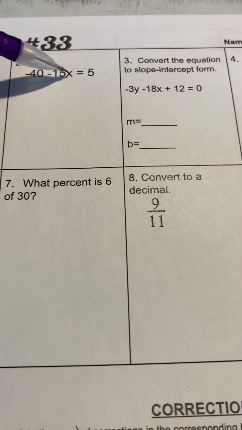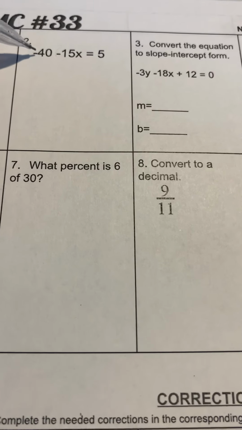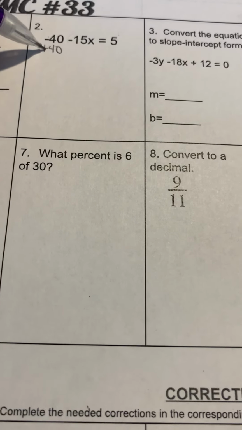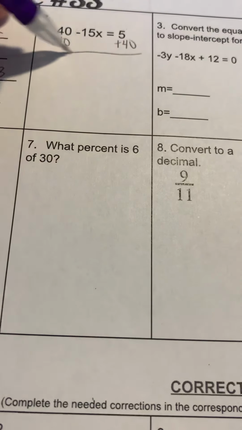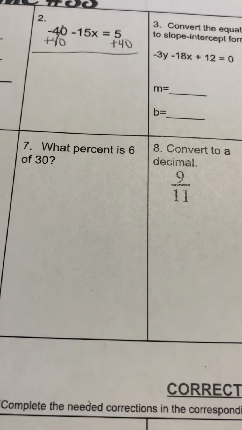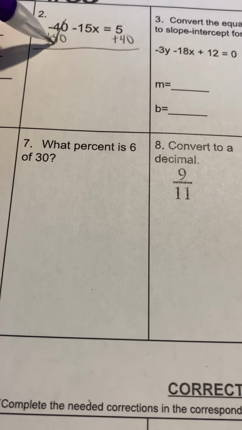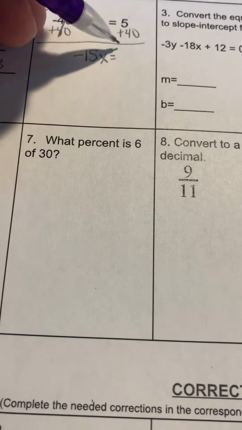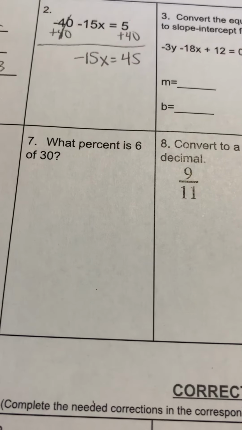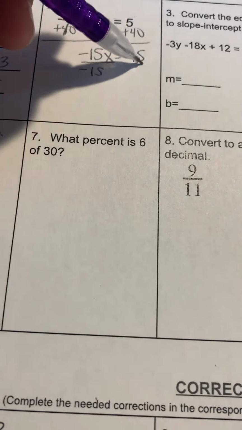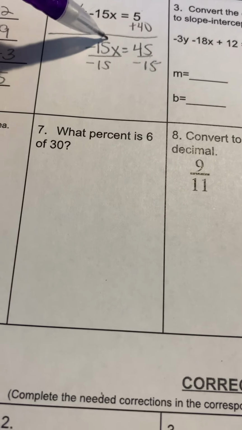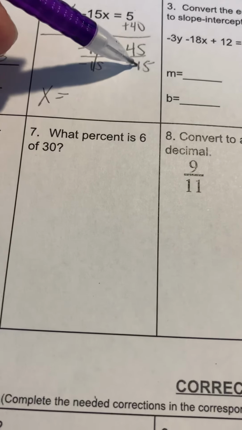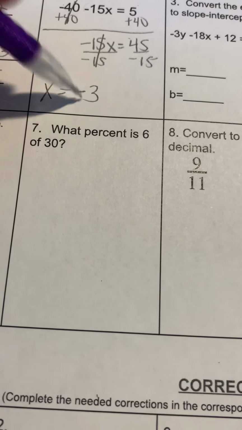For this one, you want to isolate the variable term, which is negative 15x. So that means you want to move negative 40 to the other side. Use inverse operations. So you're going to add 40 to both sides. Then you cancel out the negative 40. Bring down the negative 15x and add 5 and 40 to get 45. Then you're going to divide both sides by negative 15 to isolate the variable. So your variable is now isolated. You have x alone. Negative 15 into 45 goes negative 3 times.